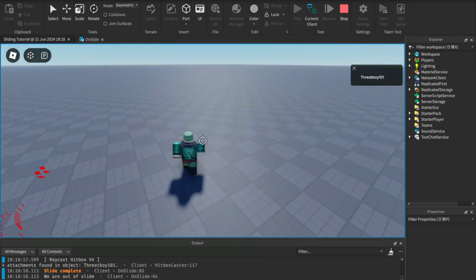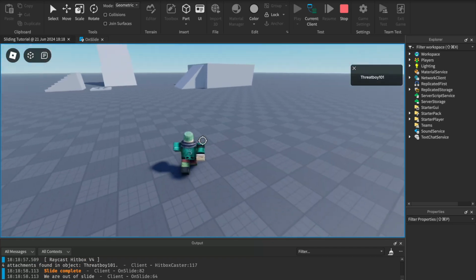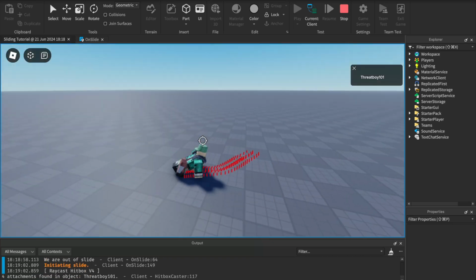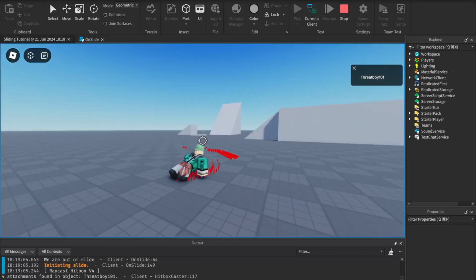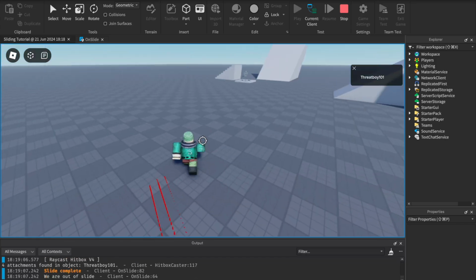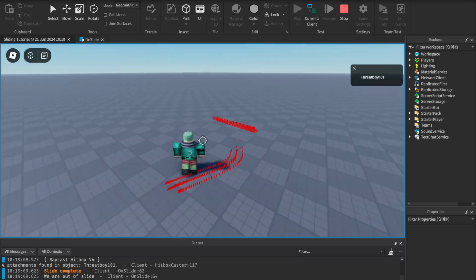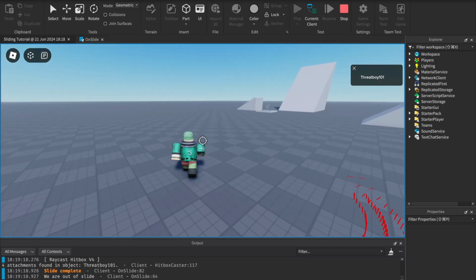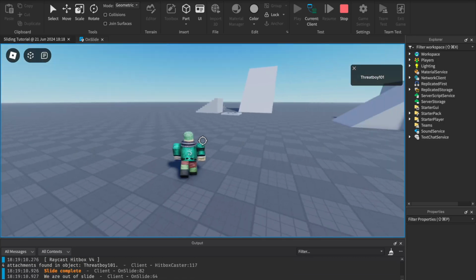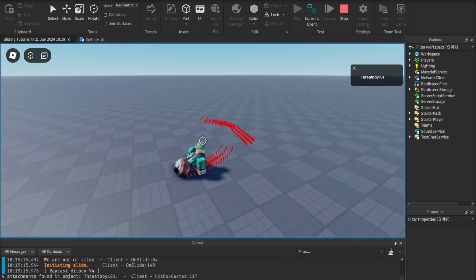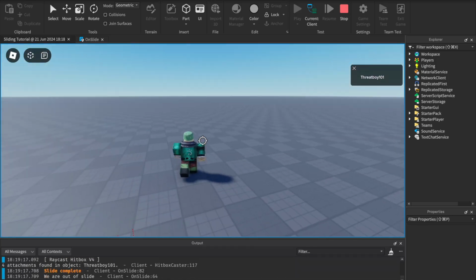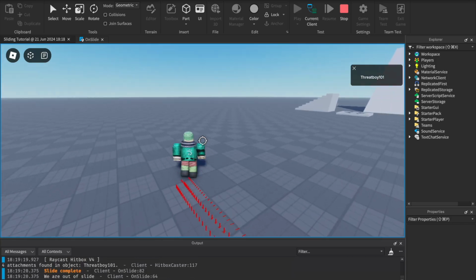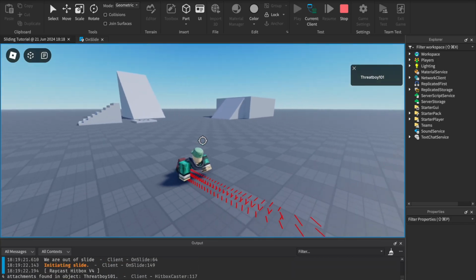You can see how drastic the turn is depends on how fast I move my camera. The more drastic the change in the camera, the more drastic the turn is. If I go slower, see that turn is not as drastic.